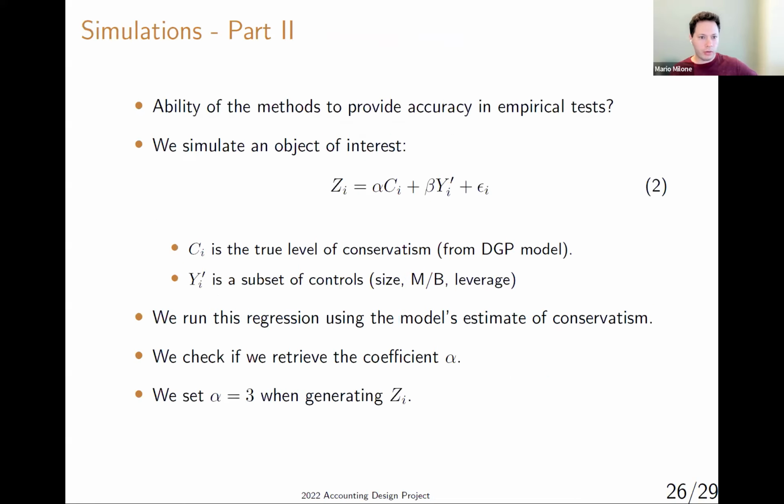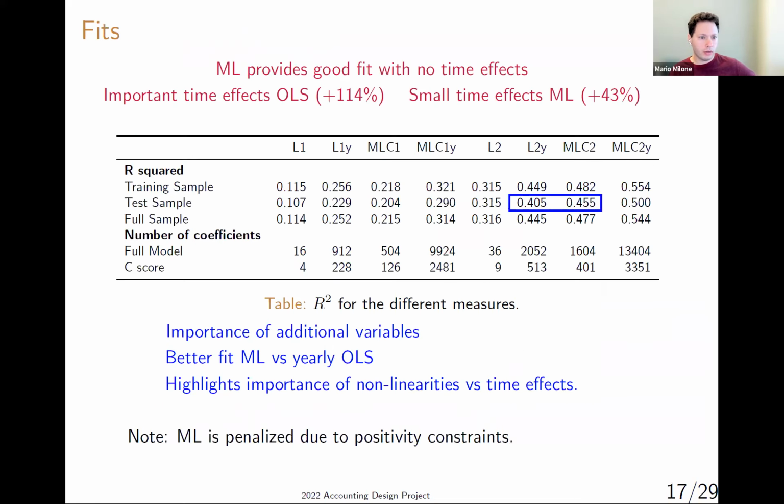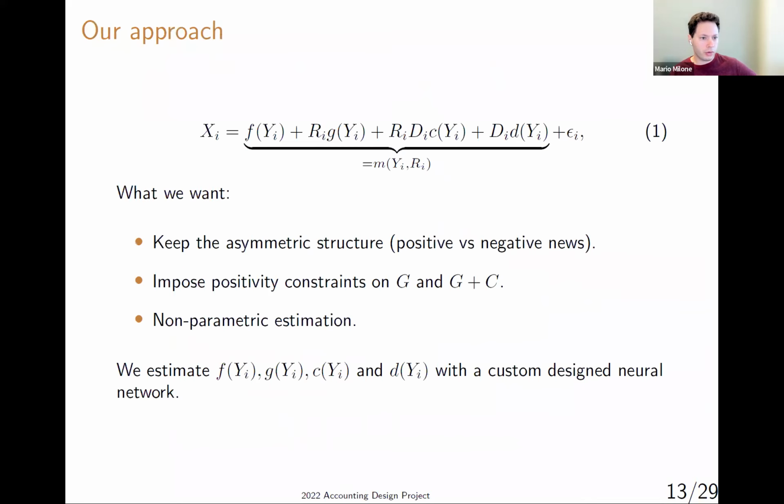So can you come back to the equation? Yes, the equation. I think the interesting part here is that you see that the functions f, g, c, and d are only a function of y, which are the firm's characteristics. The r and d are only used to have the breaks between good and bad news.